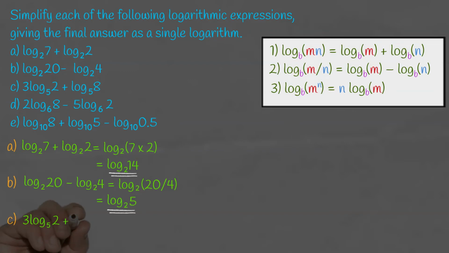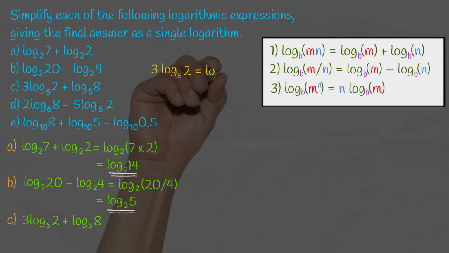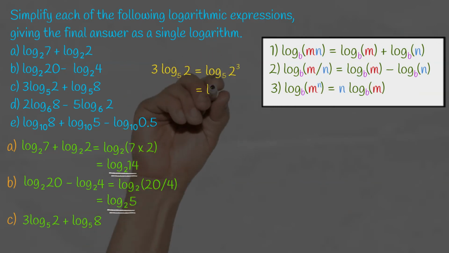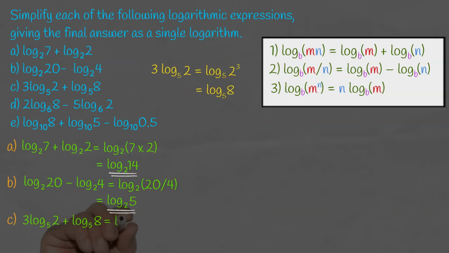The next expression has a constant in front of the first log, so first we have to use rule 3 to move that constant. So again, we move the constant and it becomes the exponent of the number we're taking the log of. So 3 log to base 5 of 2 becomes log to base 5 of 2 to the power 3, which is log to base 5 of 8. So the expression now becomes an addition of 2 logs to base 5 of 8. So we use the first rule again, and we get log to base 5 of 8 times 8, or log to base 5 of 64.